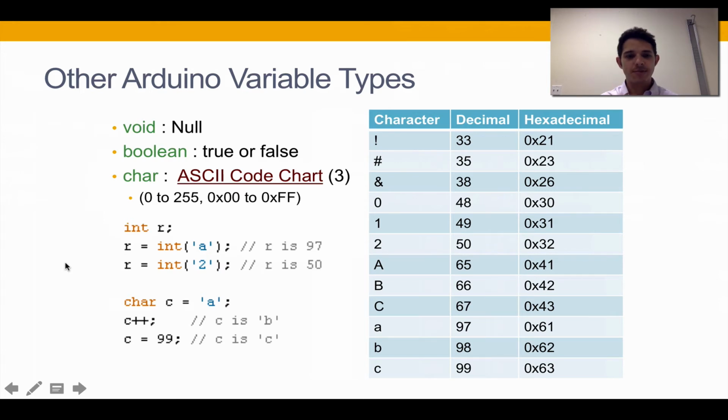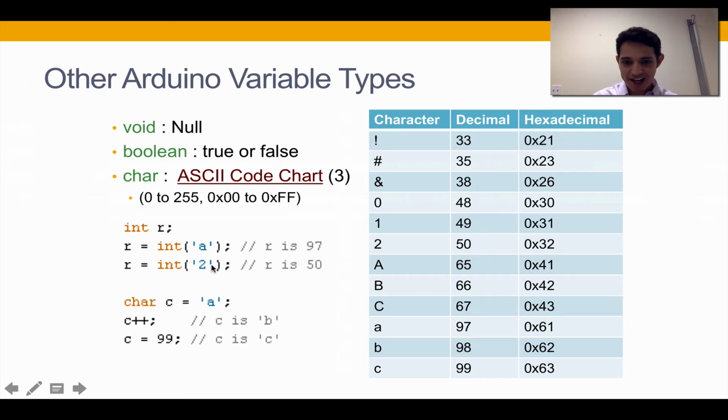Okay, so let's explore this. Let's define the variable type R. We won't initialize it. We'll do that on the next lines. So suppose I have the character A, which is denoted in single quotes, and I would like to save the integer value corresponding to A and assign that to R. So if I look at my ASCII table, you'll see that character A corresponds to a decimal value of 97, which is an integer value, and that is what gets assigned to R.